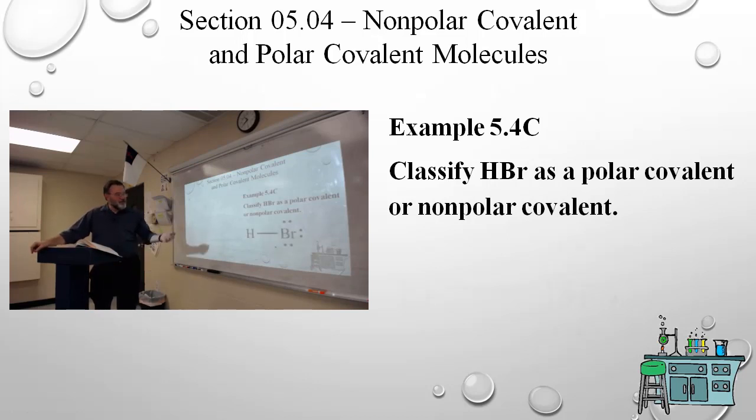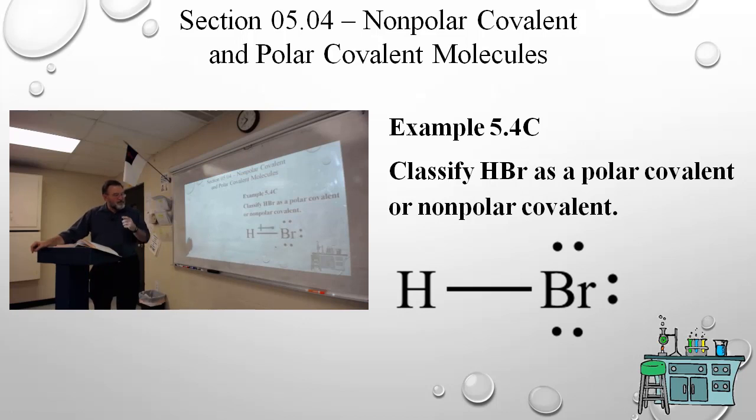But if we were to draw it out, there's hydrogen and bromine. Bromine has a greater electronegativity, makes the hydrogen positive. Do we have a polar bond? Yes, we do. Is it asymmetrical? Yes, it is. It's not symmetrical. It doesn't have any bond balancing out that bond's polarity. And therefore, this is a polar covalent molecule.